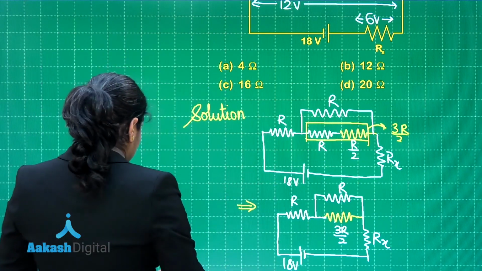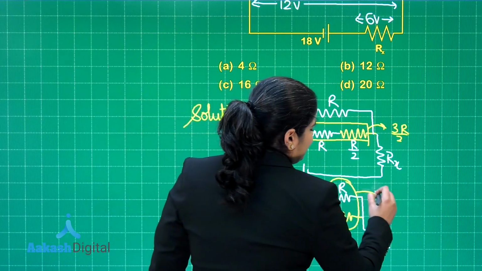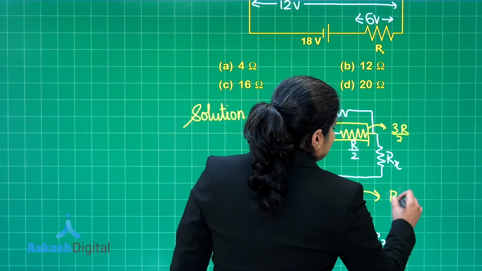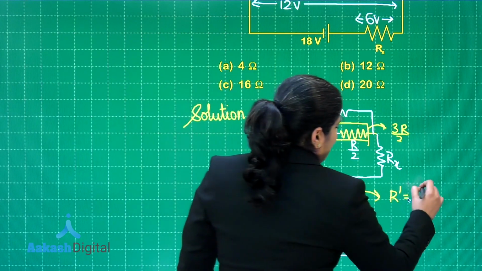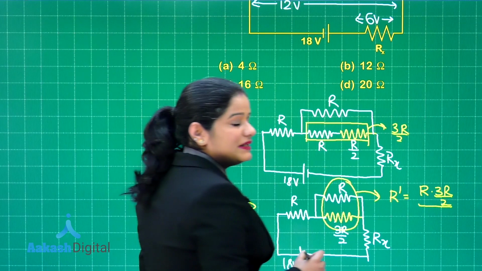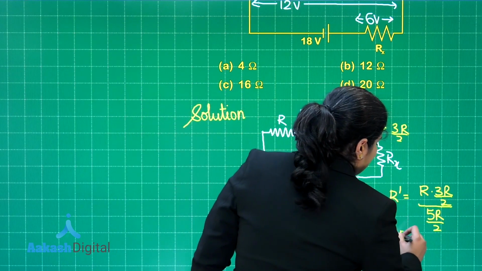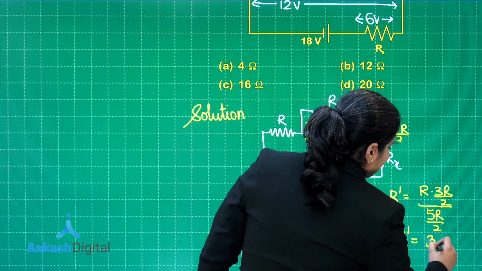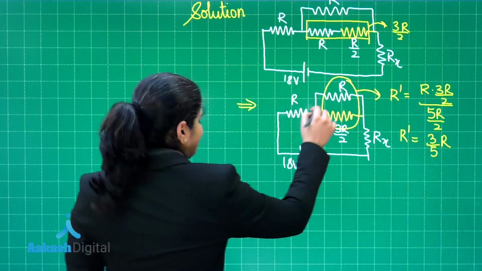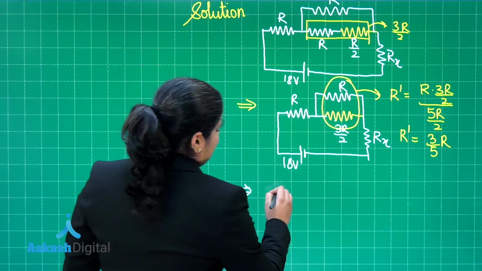Now you can see again from here that these two resistors are connected in parallel. If they are connected in parallel, what will be the equivalent resistance? Equivalent resistance will be R into 3R by 2 by R plus 3R by 2, that is 5R by 2. So that will be simply 3 by 5R. Okay. So I can again replace these two resistors with a single resistor of 3 by 5R.